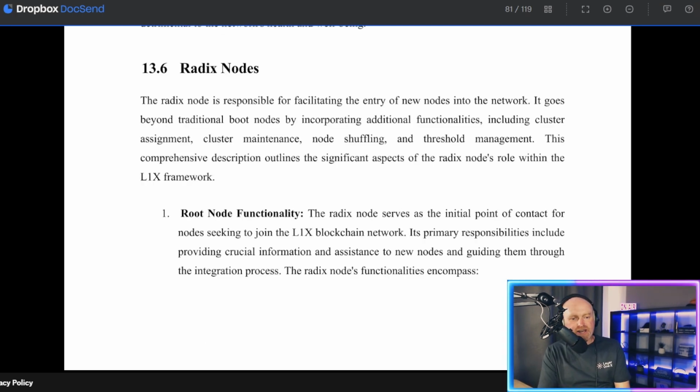13.6 Radix nodes. The Radix node is responsible for facilitating the entry of new nodes into the network. It goes beyond traditional boot nodes by incorporating additional functionalities, including cluster assignment, cluster maintenance, node shuffling, and threshold management. This comprehensive description outlines the significant aspects of the Radix node's role within the L1X framework.